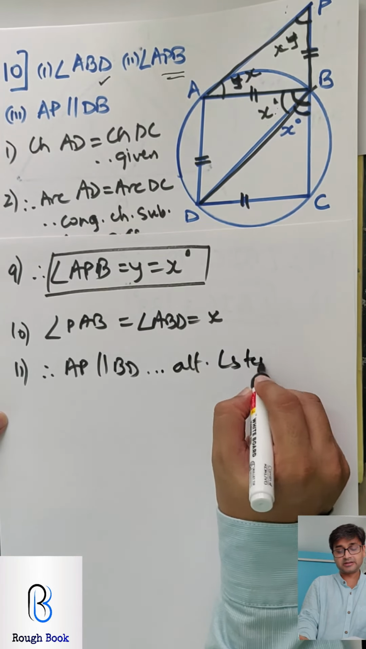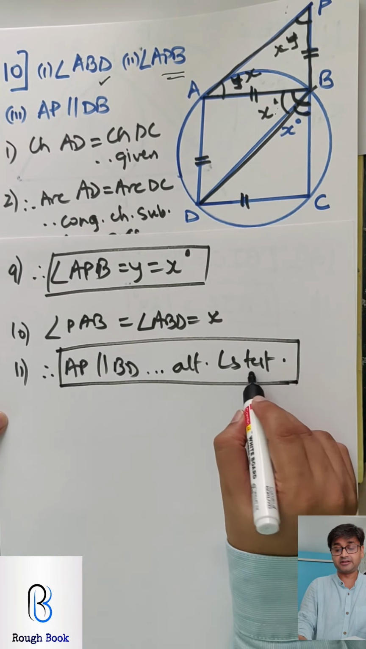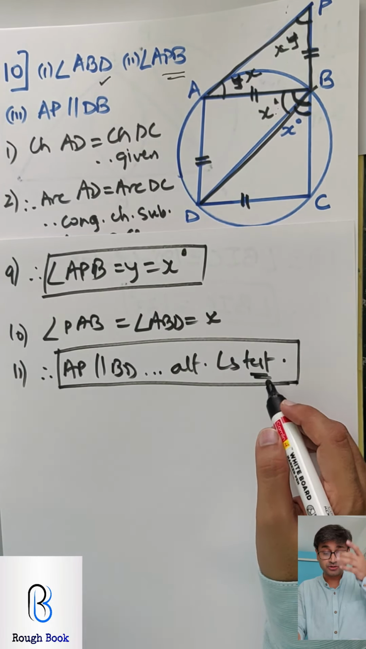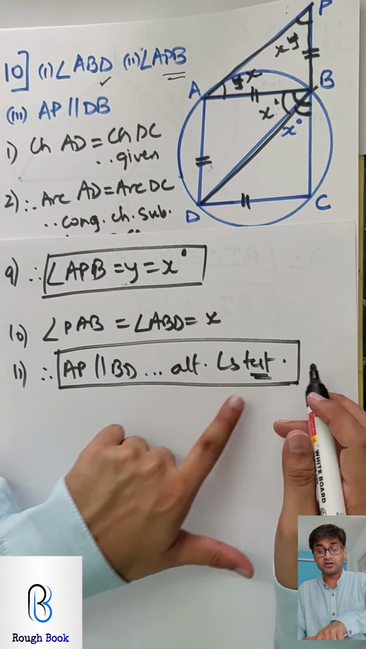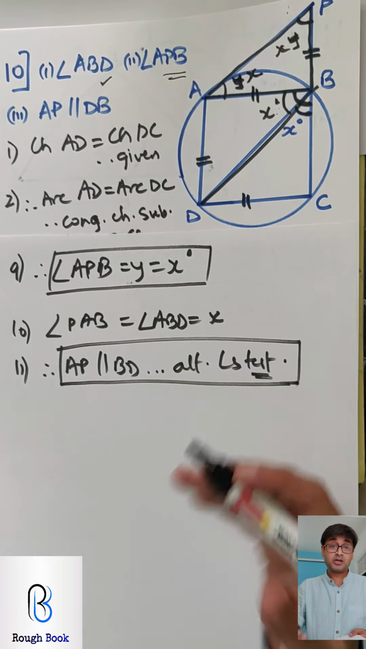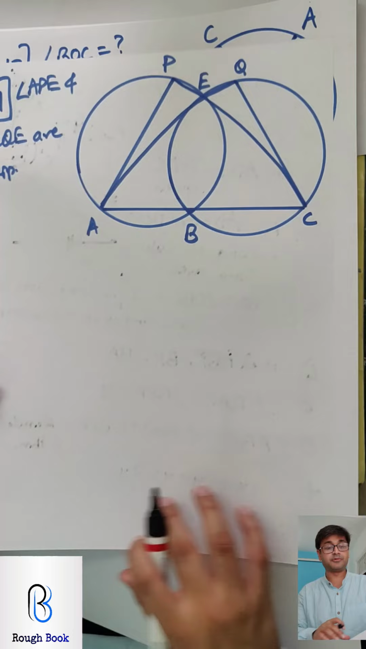Alternate angles test. Alternate angles test is the entire reason. When you're using alternate angles, you just say alternate angles. But when you're using them to prove lines parallel, you say test. Got it? Great. Finally, we go to the next sum, number 11.